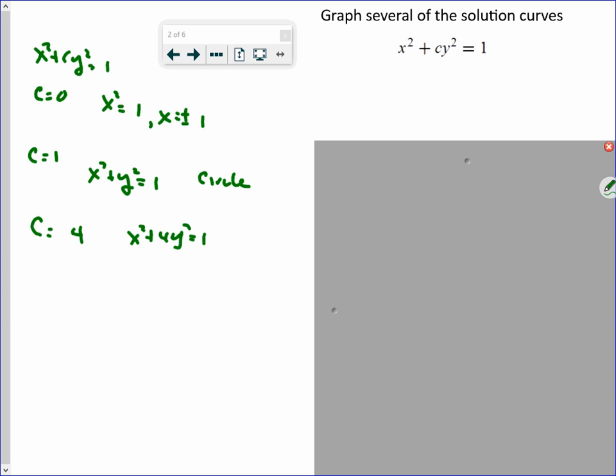Well, it's an ellipse. So it's still round. It's just that the 4y squared is going to kind of squish it in one direction. But anytime you have an x squared plus a y squared, if they're both positive, equal to a positive number, that's going to be an ellipse. Let's take a look at some negative values. If c equals negative 1, we have x squared minus y squared equal 1.